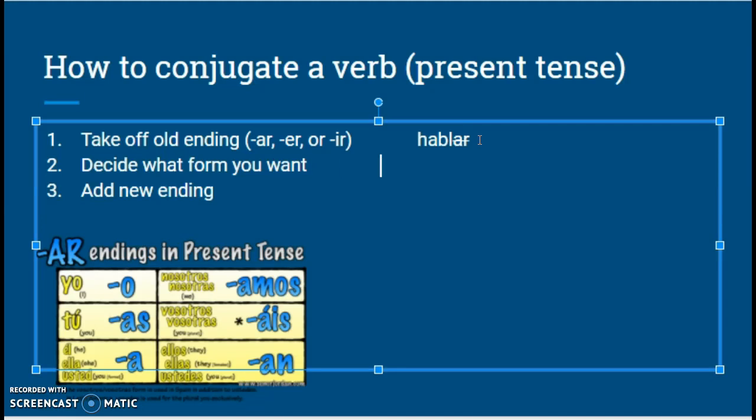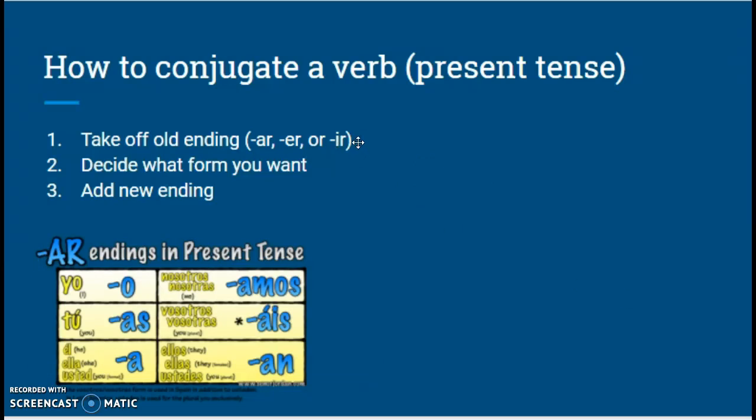So step 2, deciding what form I want. I decided I want the yo form since I talk right now. So right now I just have habl. So now I'm ready to move on to step 3, add my new ending. So, at my habl, I have my endings for AR verbs down here. I can look at the yo box. A new ending for yo or I is just going to be an O. So yo hablo would be I talk.